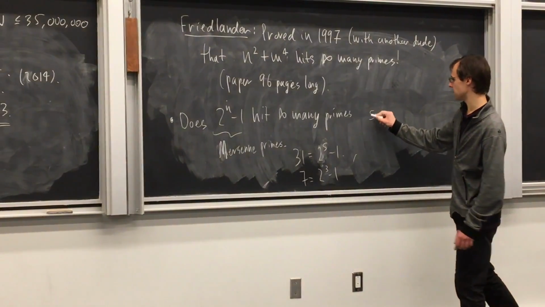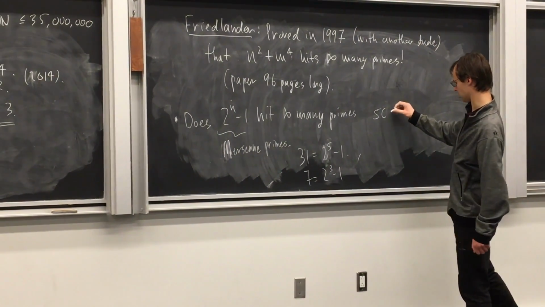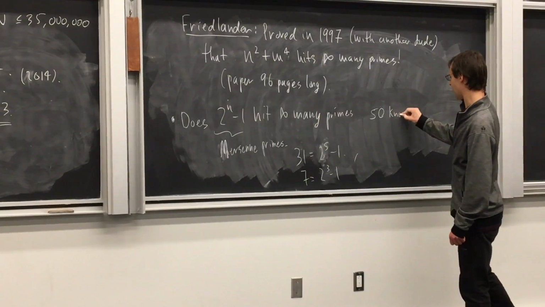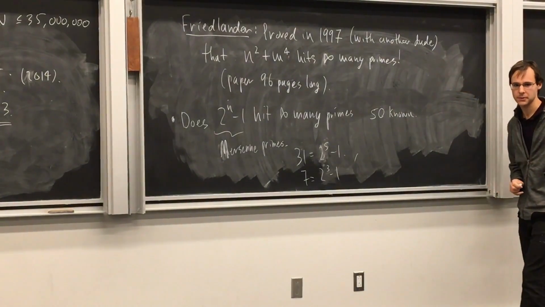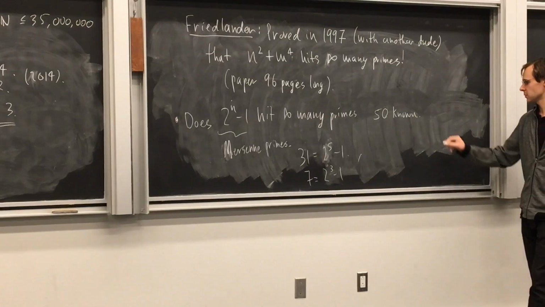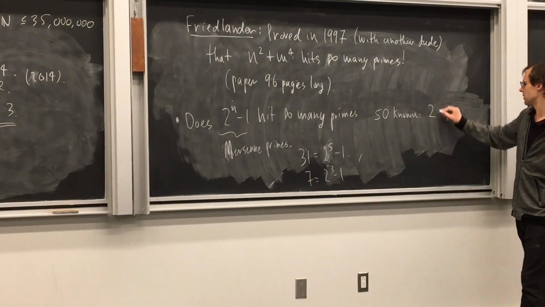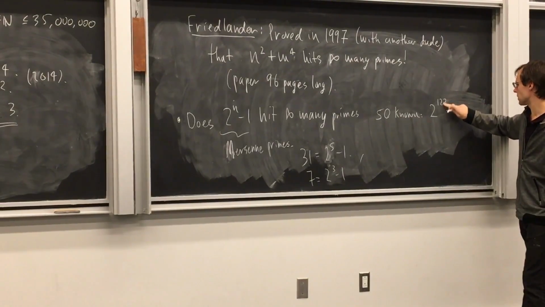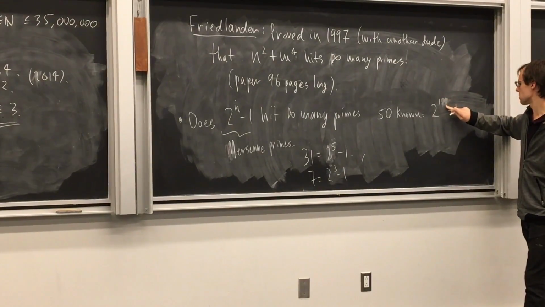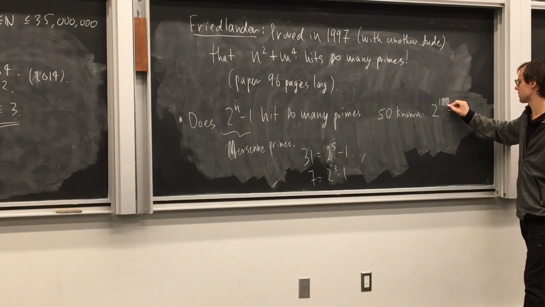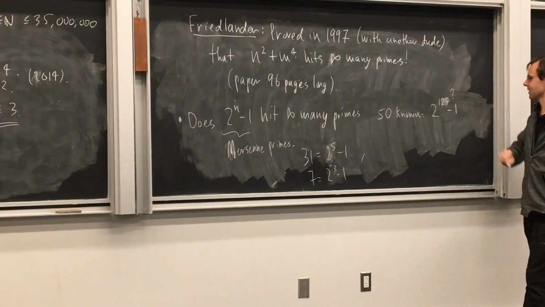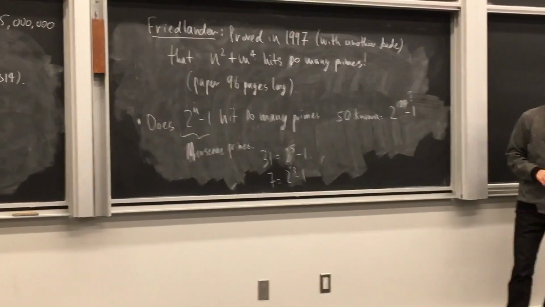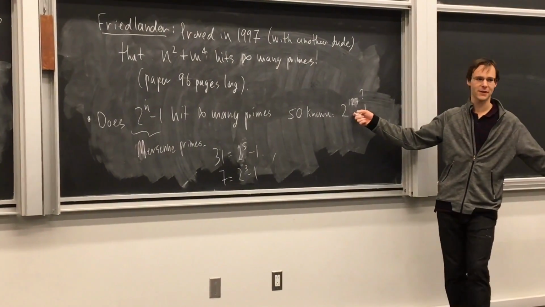So there are 50 of these known. Whoa, the chalk just broke midway. 50 known. Most were found by computer. The largest one which was not found by computer is 2 to the 127, no, check me on that. 2 to the something over 100 minus 1. This is the largest one that was actually verified by hand.